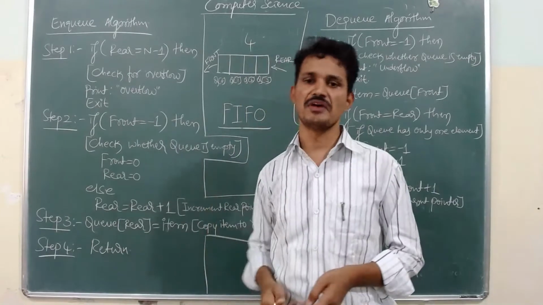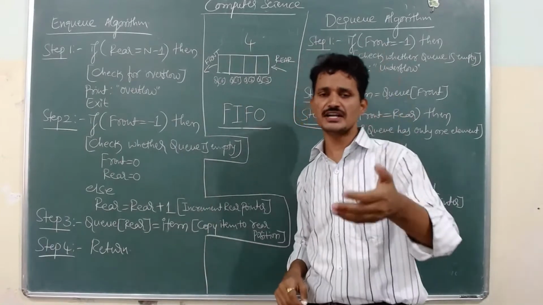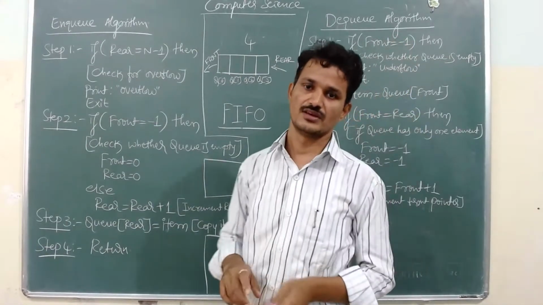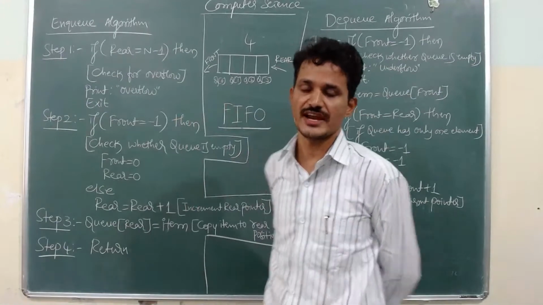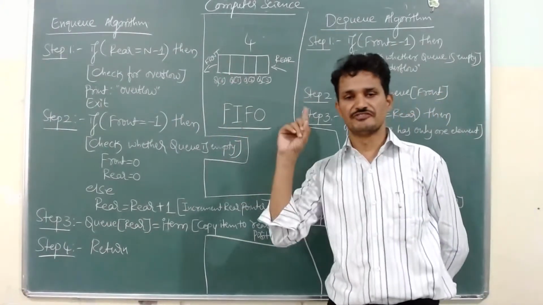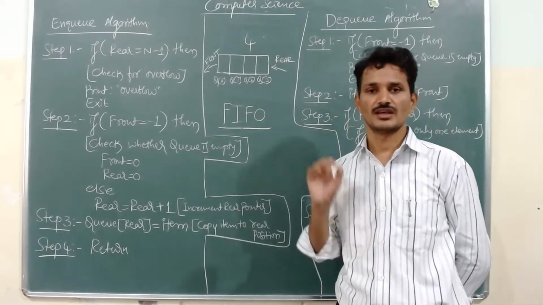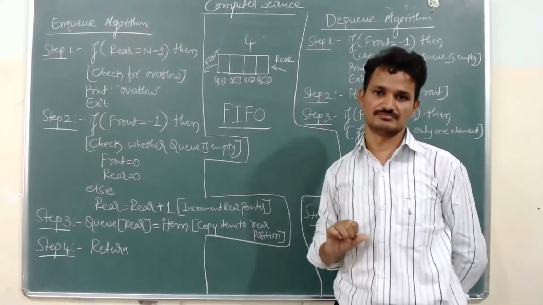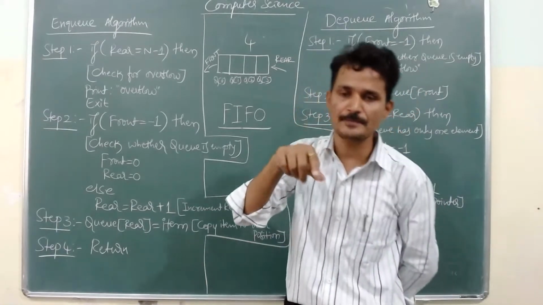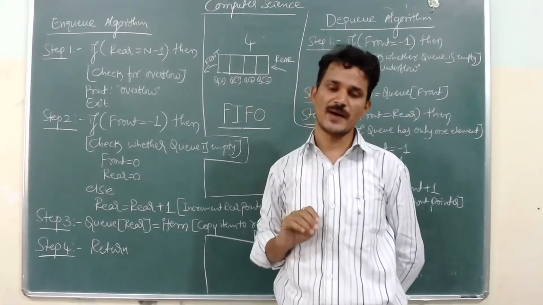Moving to the next segment, what are the different operations which are performed on the queue data structure? Let me tell you the 5 different operations on the queue data structure. The first one is the queue function. Function means an open parenthesis and a close parenthesis.